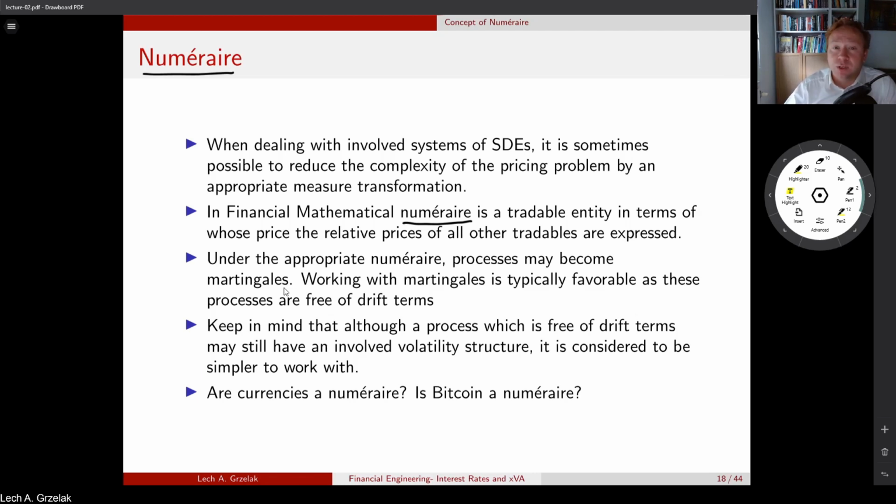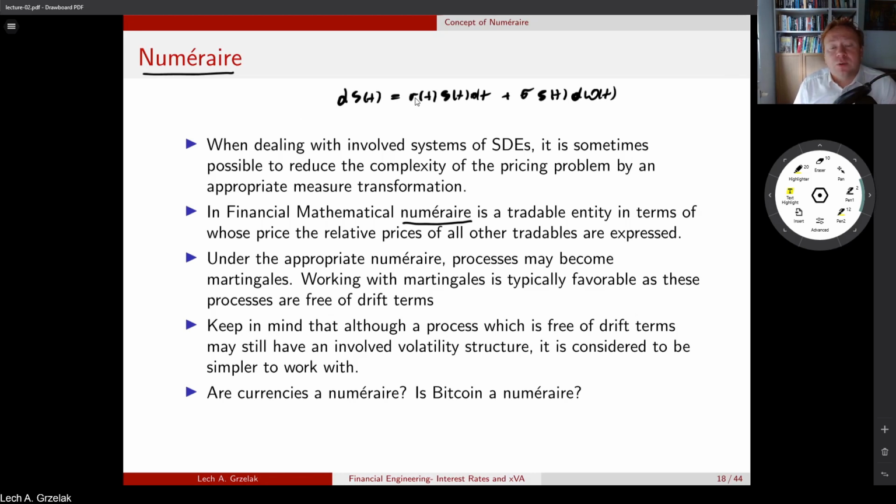If you have the dynamics of a stock, dS_t = r_t S_t dt, plus some volatility, S_t dW_t, and r_t, the interest rate, is constant, then we can simply use the Black-Scholes formula if we would like to price call and put options.